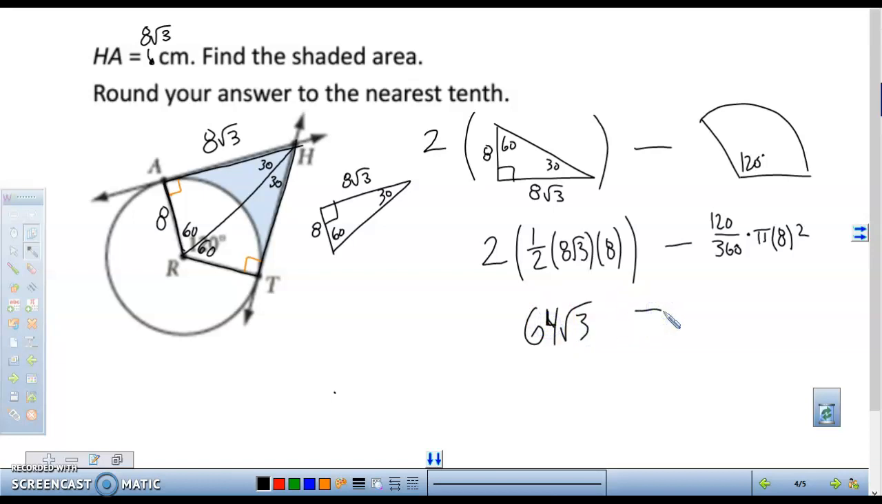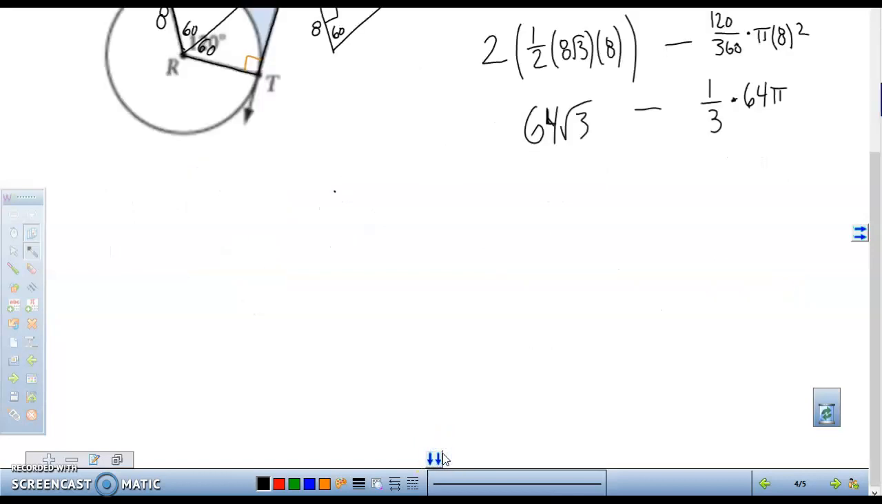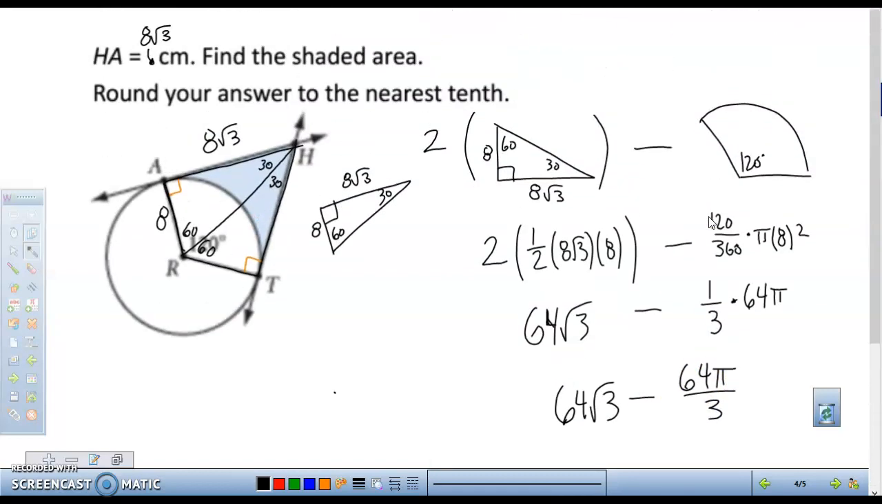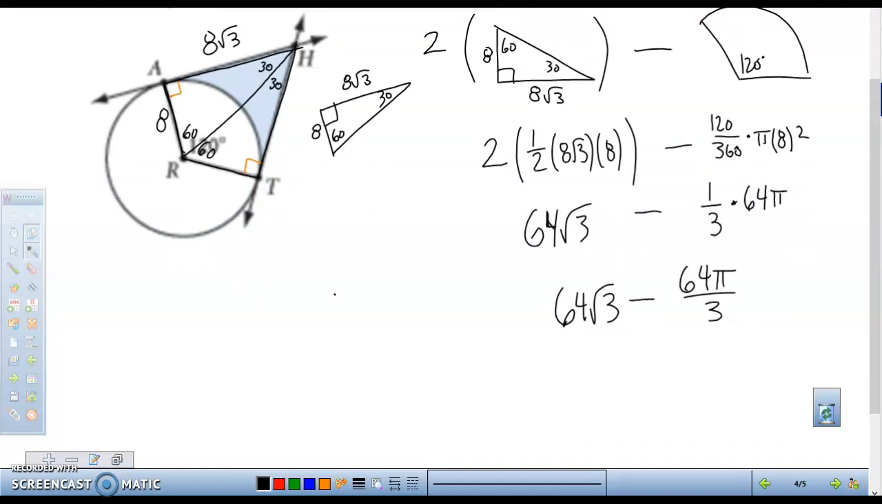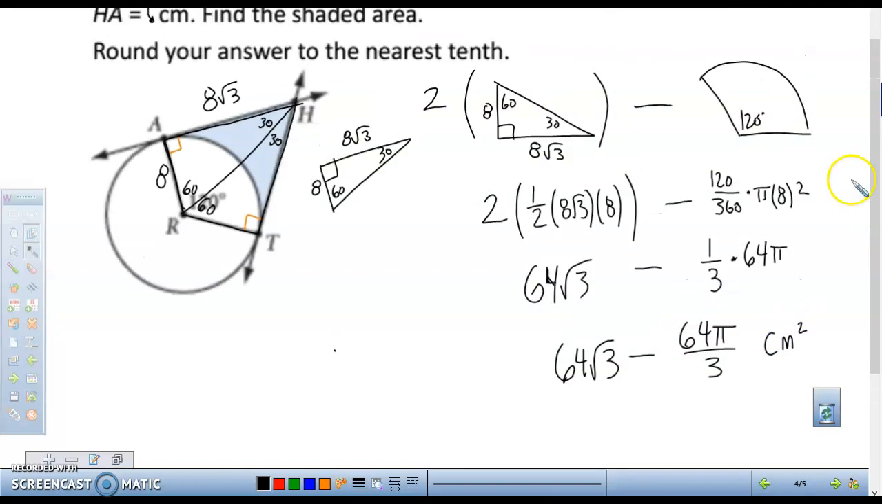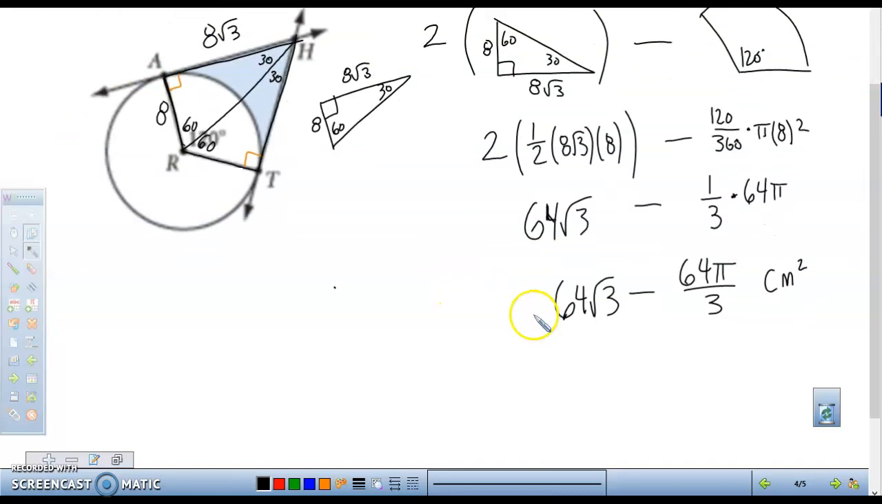Minus 120 over 360 is a third times 64 pi. So what I end up with, 64 is not divisible by 3. I get 64 root 3 minus 64 pi over 3. And this is area. And so the area is in centimeters squared are my units. Remember, it is absolutely okay that your answer looks disgusting like that. But also pay attention to the problem. It says to round your answer to the nearest tenth.